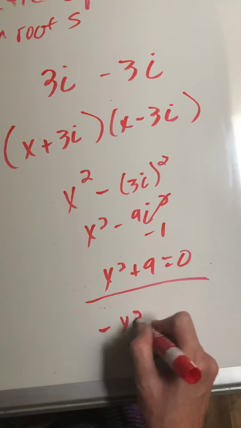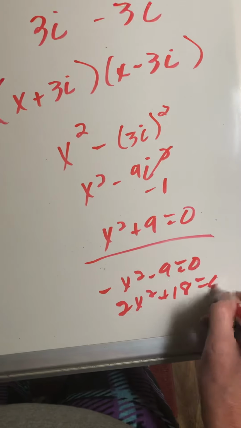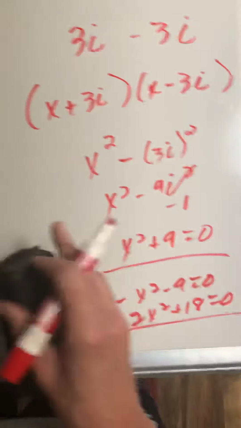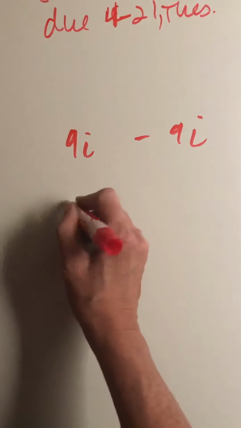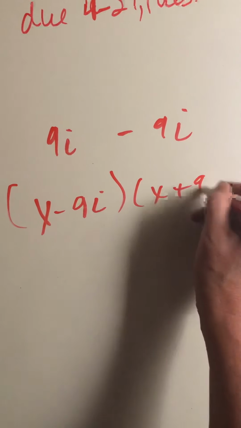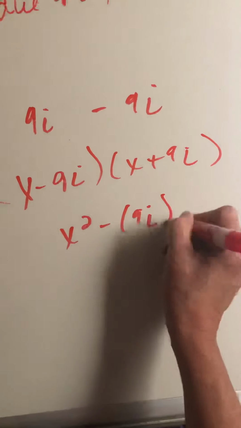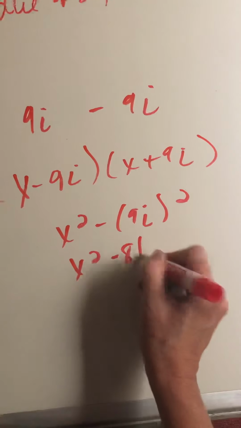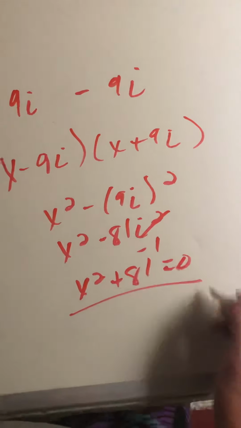If I wanted another one, x squared plus 9 equals 0. If I wanted another one, 2x squared plus 18 equals 0. Please read your instructions carefully. If you're asked for 3 of them, make sure you put 3 of them. Watch your signs. Let's see, let's do another one like that. 9i and -9i. So x minus 9i, x plus 9i. So again, conjugate, so x squared minus 9i all squared. So that's x squared minus 81i squared. i squared is a -1, so x squared plus 81 equals 0.